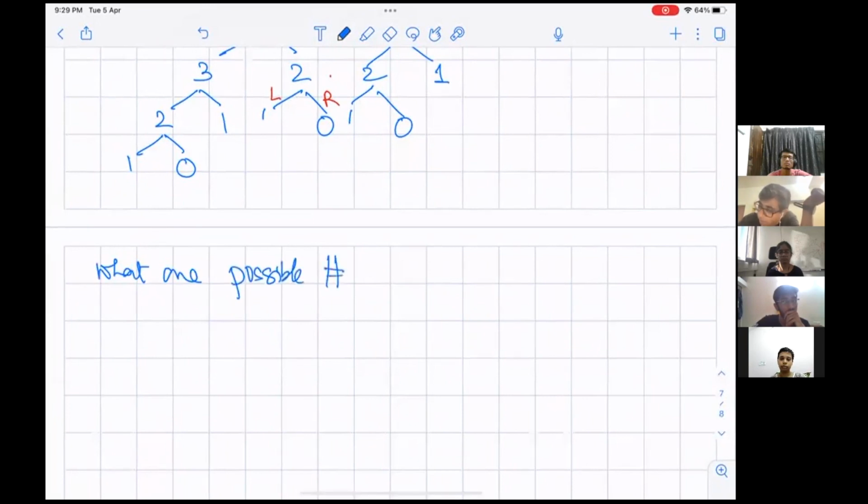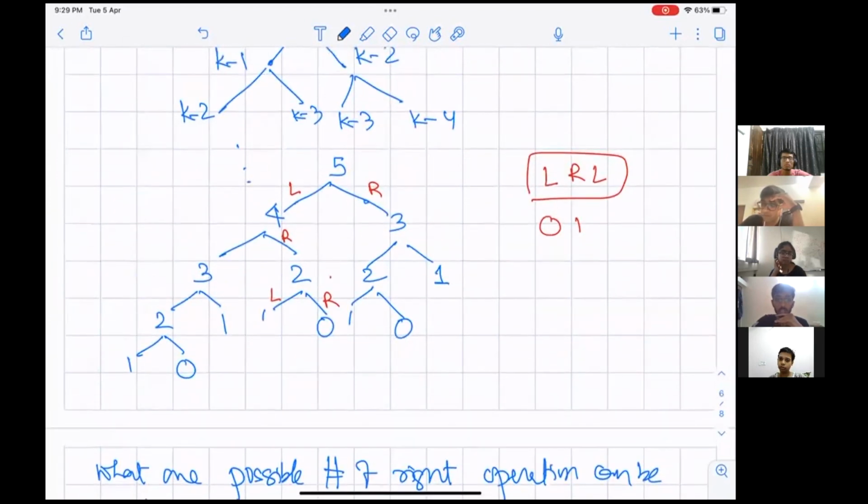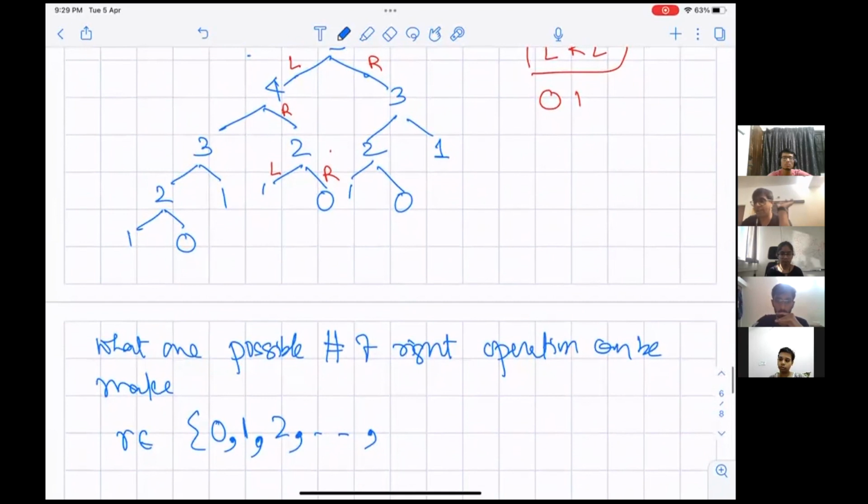What are the possible numbers of right operations we can make? Either you can do 0 right operations, or 1 right operation, or 2 right operations. Right? How many of them? I do not hear you, Ajay. You are muted. K minus 1. I mean, if you're stopping when we reach just 1 right operation. How many times in any sequence can you apply the right operation? K by 2. Exactly.